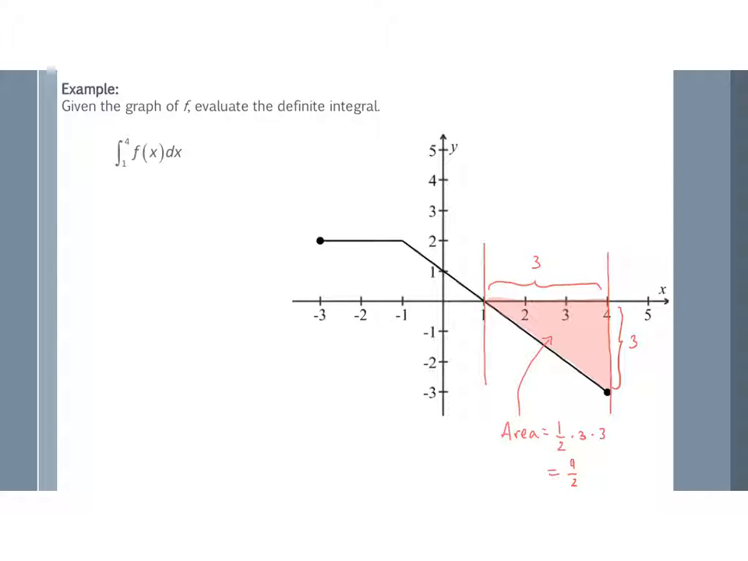Now, whenever a region falls below the x-axis, then the definite integral does not correspond to the area. It corresponds to the opposite of the area. In other words, the area is 9/2. So the region's area is 9/2, but the definite integral is going to be -9/2.